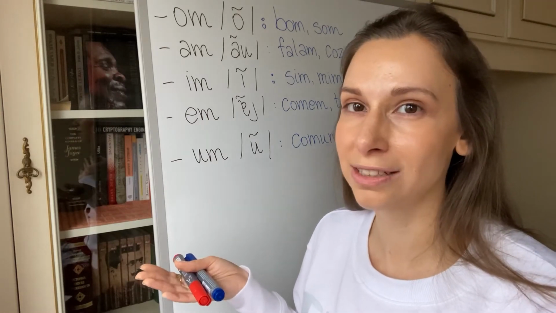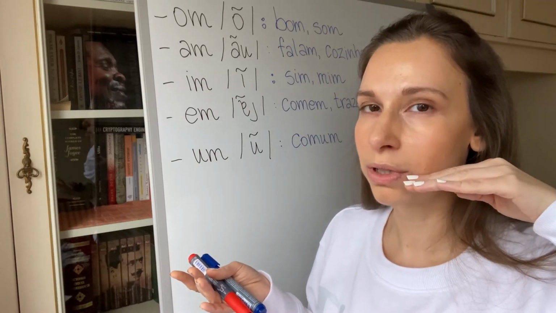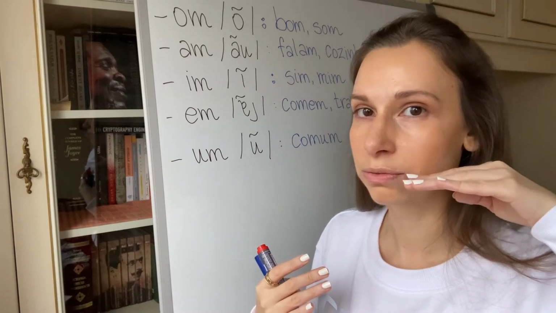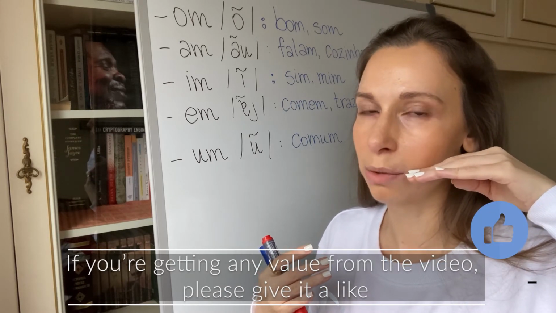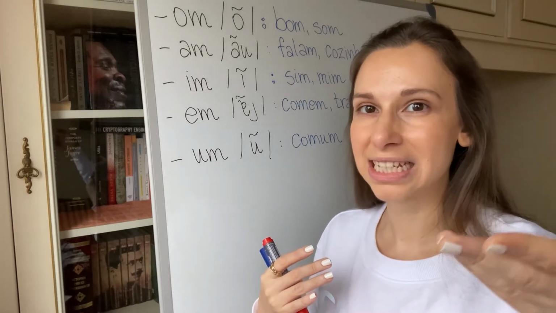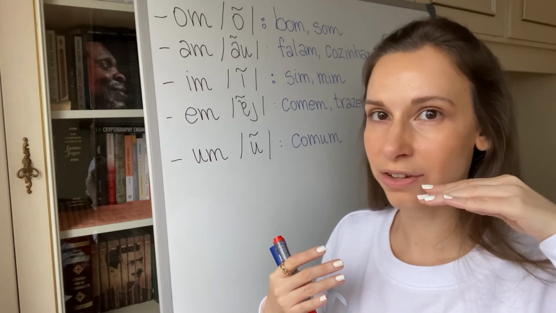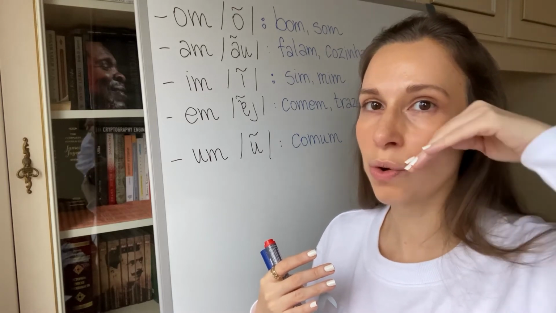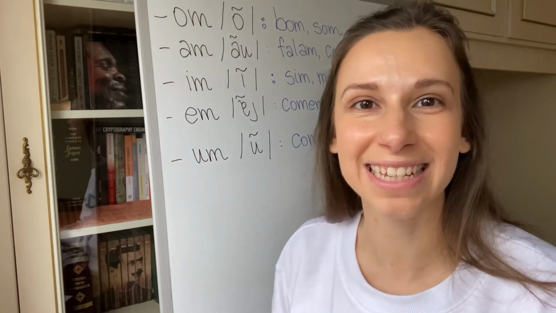And for that to happen, you need to block the airflow. So how do we do that? We lift the back of our tongue. So instead of saying bom, som, we want to say bom. So the back of my tongue, when I want to say it, goes up. Bom. Now you try. Som. And relax your tongue again. So, bom, som. Bom, som. And that's it.